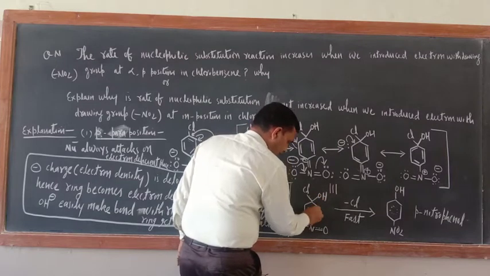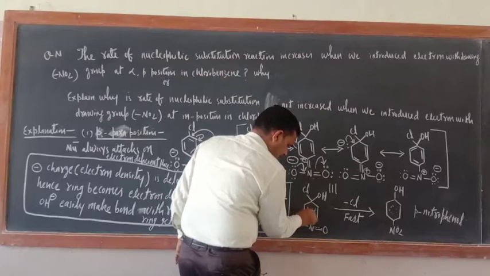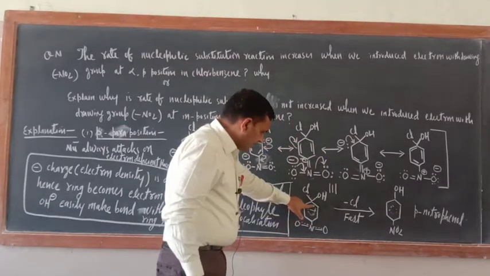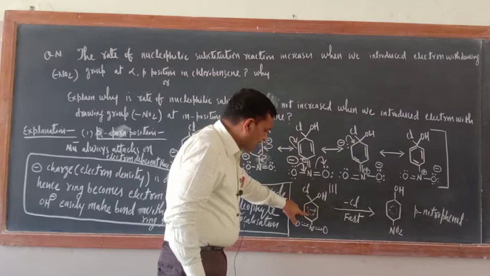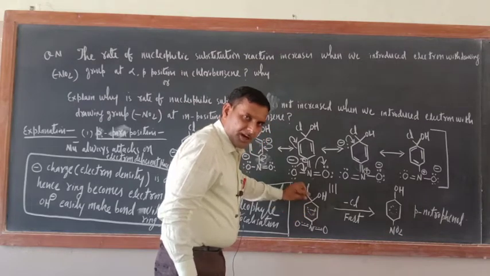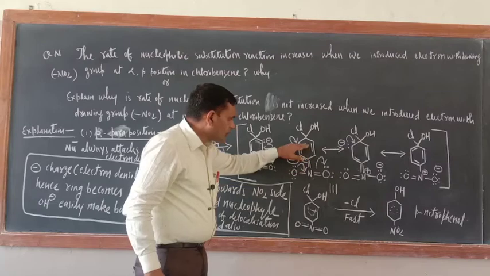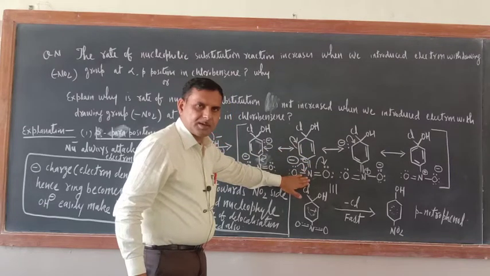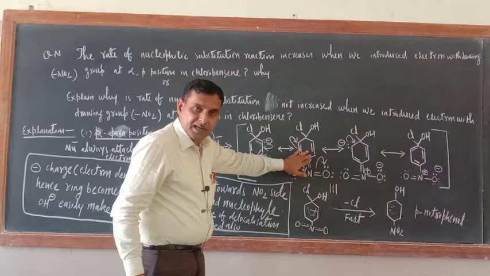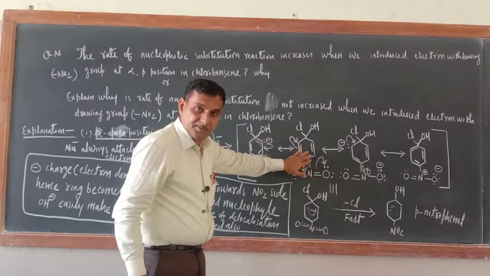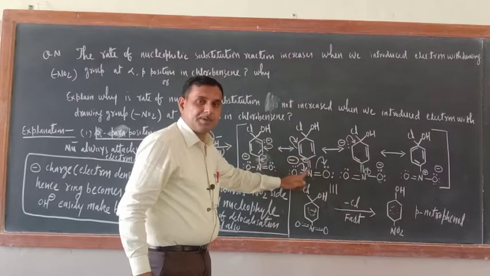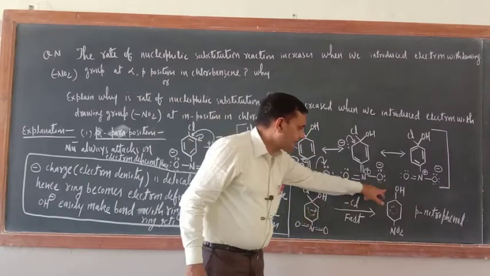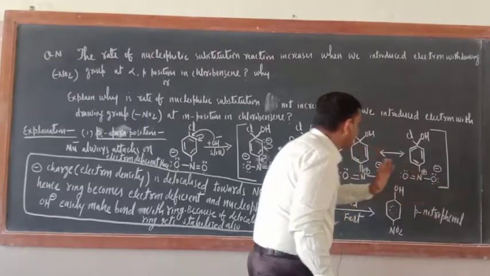Okay, now I made this. What is the meaning of this one? It means 6 pi electrons are now present inside the ring. Now the moment NO2 channelizes these 6 pi electrons towards itself, the benzene ring becomes electron deficient, and the nucleophile will make the bond. So now Cl minus and OH will make a permanent bond, that is para-nitrophenol.